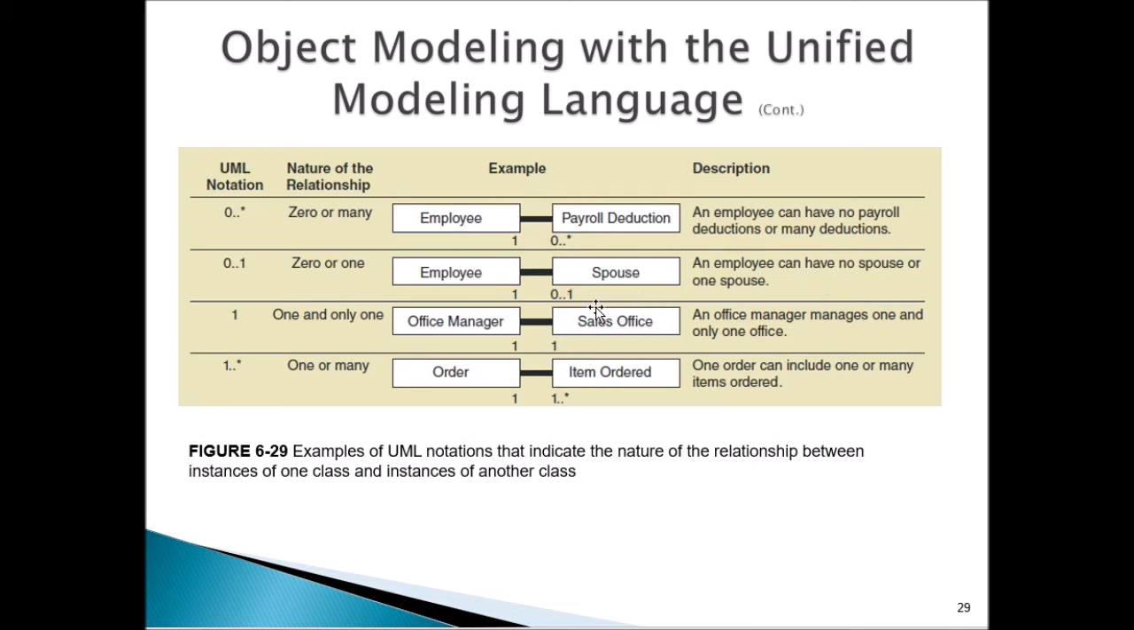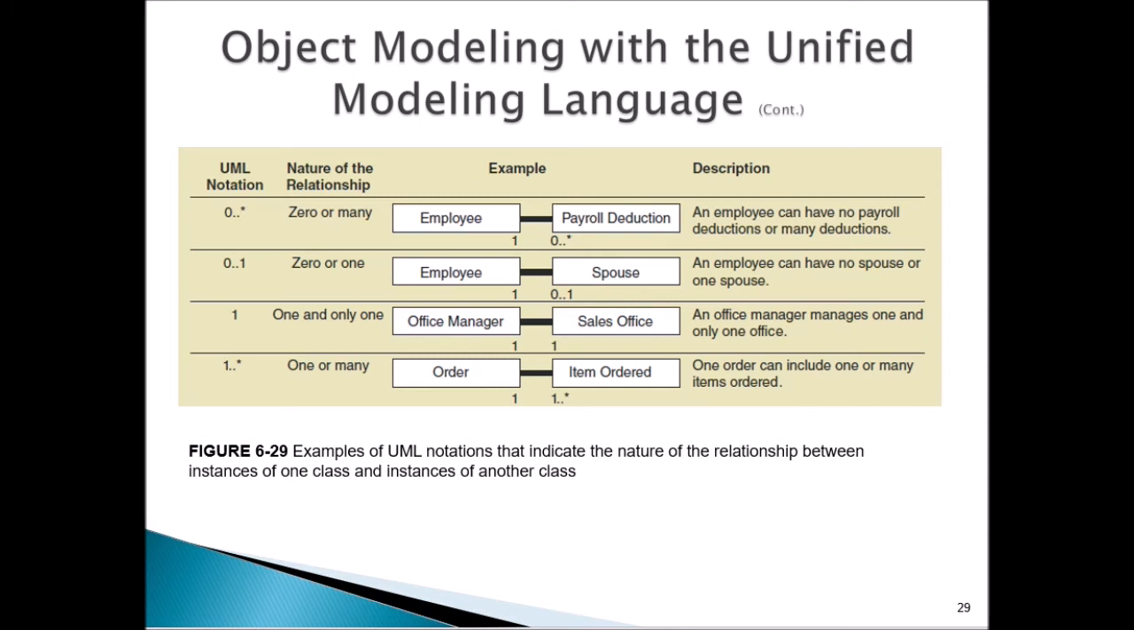Next, you have an office manager in relation to a sales office. An office manager manages one and only one office. That could be a different scenario, but in this case, for the example they're making, that works. And one-to-many. An order can be included in one or many order items. You can have more than one item on one order, or it can be an order with just one item. But it can't be zero, so that's a one-to-many relationship.